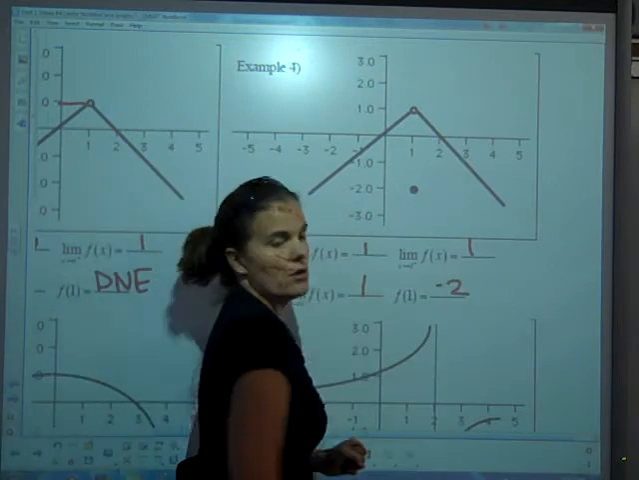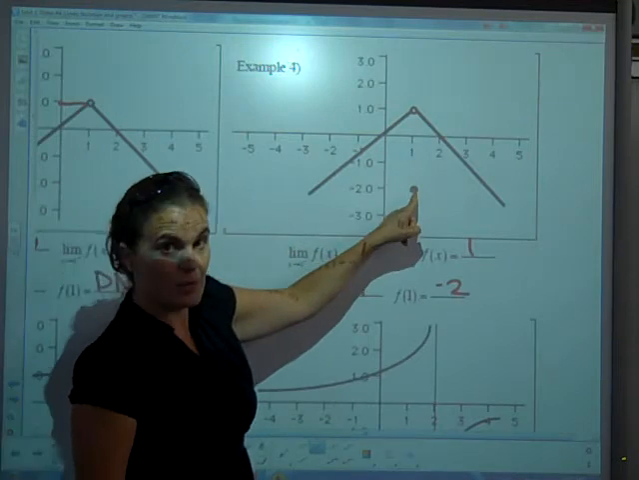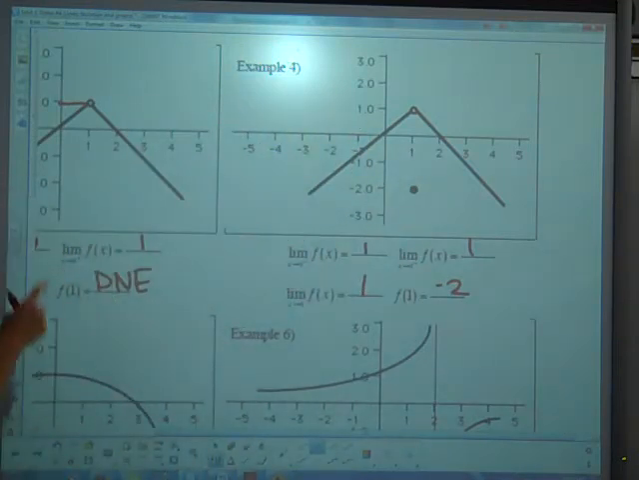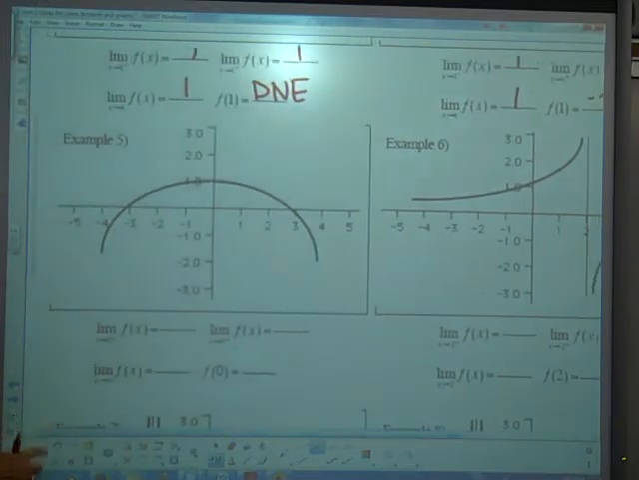Okay, so notice that there will be a limit whether there was a value defined somewhere else or there was no value defined somewhere else. Okay. Does not stop us from having a limit. All right, example number 5.